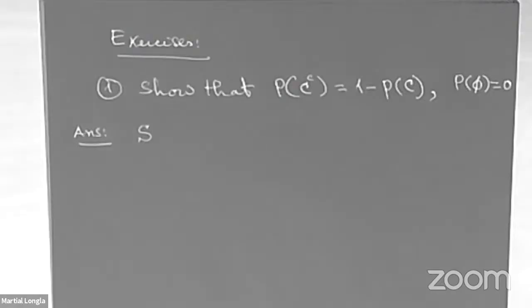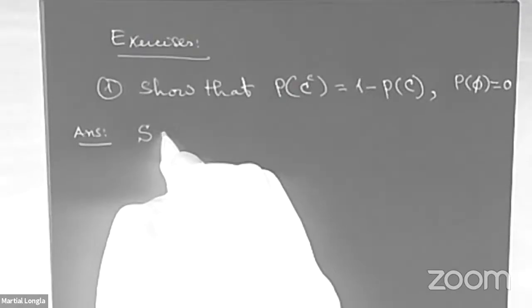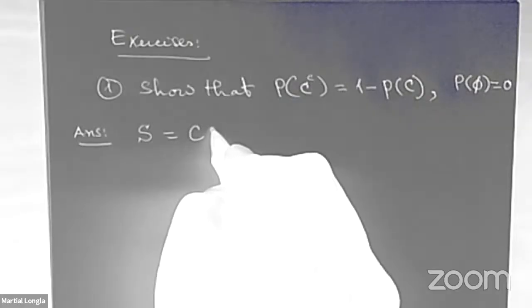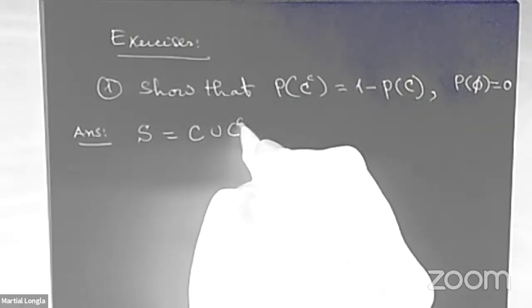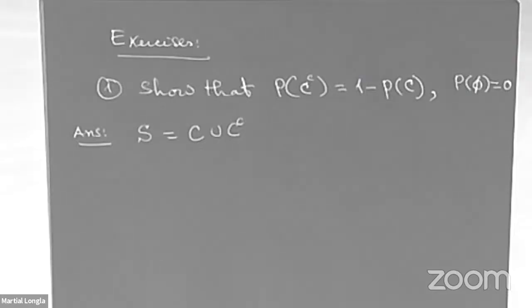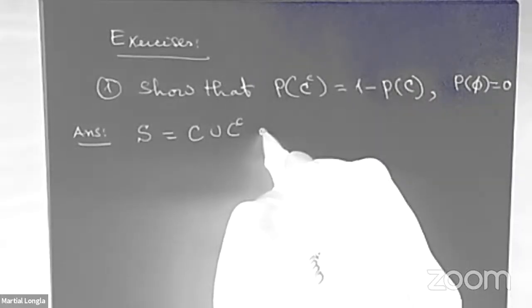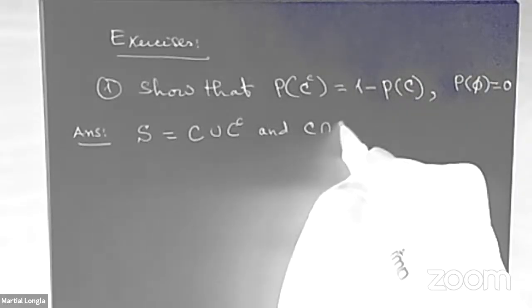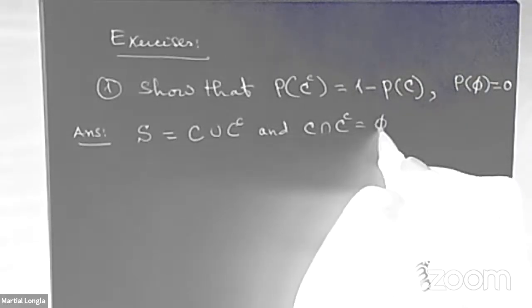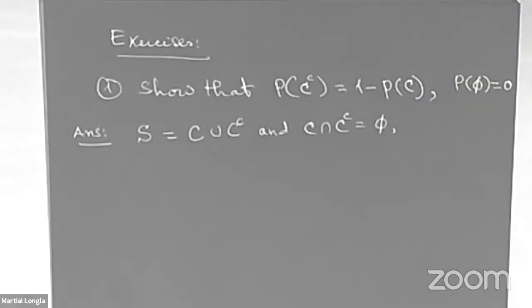S, which is the sample space, is equal to C union C complement, right? When you take a set and its complement, that's what makes the sample space. That's the definition of the complementary set. If you put that set together with the original one, you get the entire sample space. Moreover, the intersection is empty. There is no point that is in the set and in its complement at the same time.